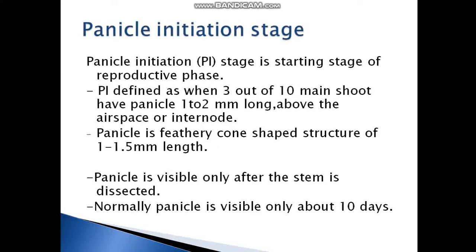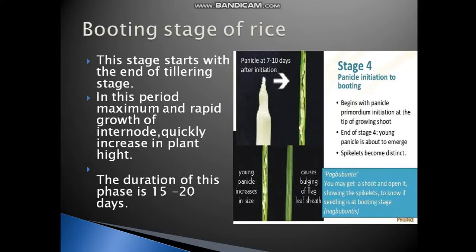PI, panicle initiation, is defined as when 3 out of 10 main shoots have a panicle 1 to 2 mm long above the air space or internode. So what is a panicle? A panicle is a feathery cone-shaped structure with a length of 1 to 5, and the panicle is visible only after the stem is dissected. Normally the panicle is visible only after about 10 days. We can see the panicle in the figure right here. The panicle can only be seen 7 to 10 days after initiation.